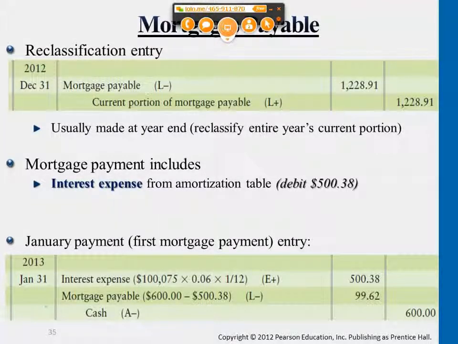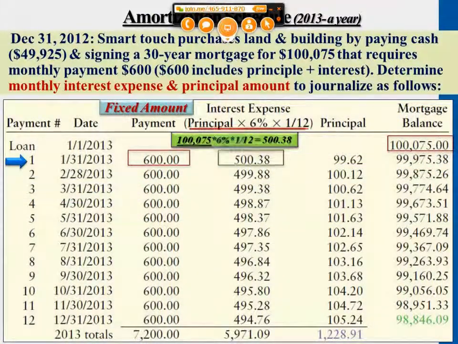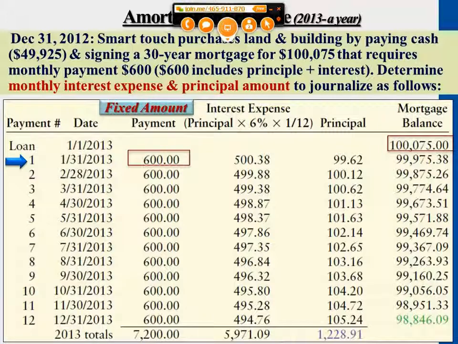Okay, let me go back to that table again. I'm going to guide you through this once again. This is a little bit more complicated than notes. On the right-hand side, the first line is the total amount that you borrowed, the mortgage payable balance. The fixed amount will be given to you, $600 will be paid on a monthly basis. We need to calculate interest expense and principal amount, meaning we break down that $600 into a part that you're paying that really belongs to the mortgage balance, and a part that is accumulated based on the amount that you borrow, interest.